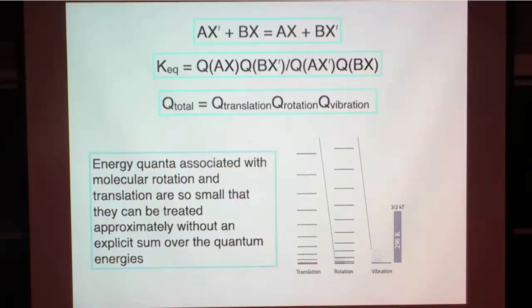Now, is it obvious why it's the product and not the sum? The Q total? Yeah. I don't know, honestly. Maybe Bill knows. What was the question again? Why is this the product and not a sum?